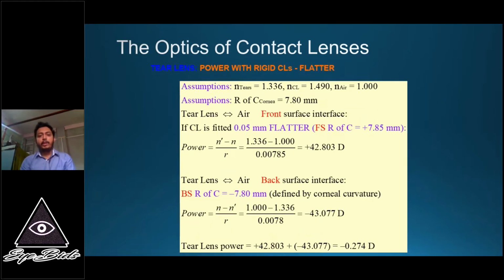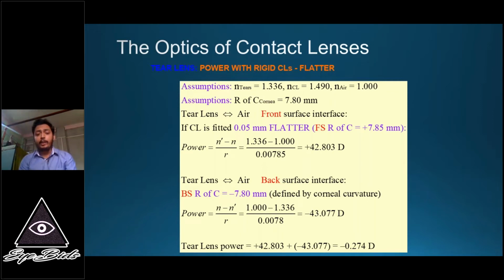But what happens if we go a little bit flatter? A little bit flatter means we have to increase the value of the radius of curvature. Previously we had taken a radius of curvature of 7.8. If you want to make the contact lens flatter, we have to increase the value. So we are increasing the value from 7.8 to 7.85. One thing is very important here: we are increasing the value at a rate of 0.05 mm. It means we are making it flatter by 0.05 mm, or steeper by 0.05 mm. This is why it goes from 7.8 to 7.85.